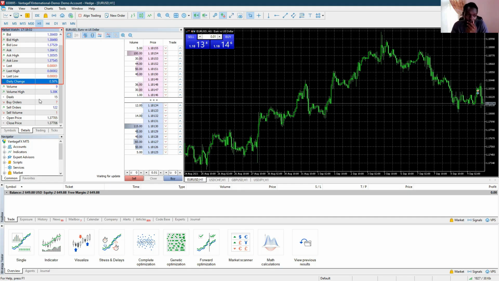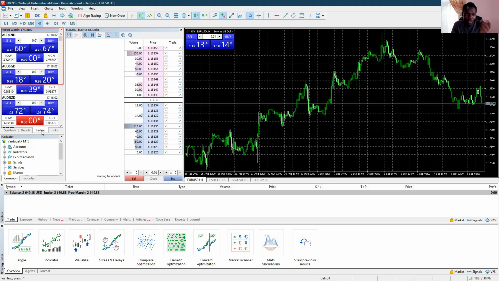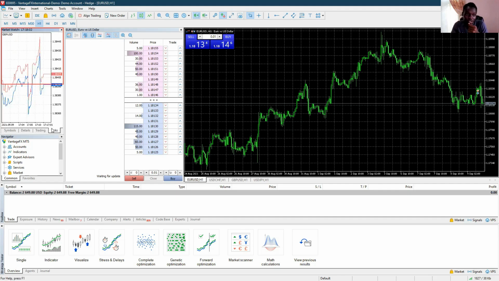Here you have quick ways for you to place your trades, then your tick chart here. This shows you how the market is moving. You see the smallest movements in the market. For some reason the network is down and the charts are disconnected.